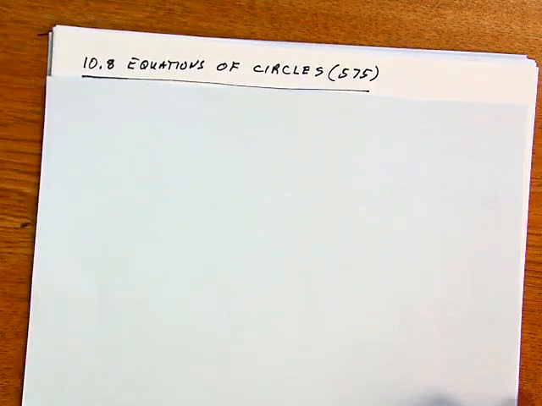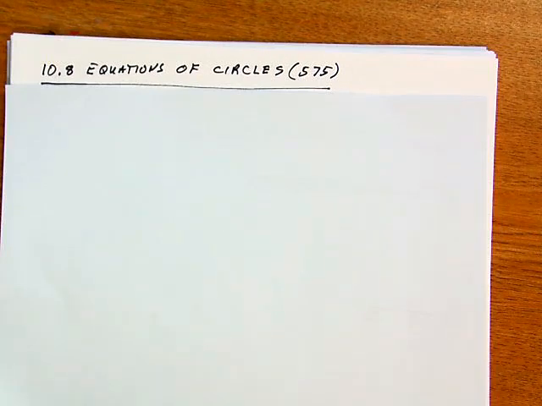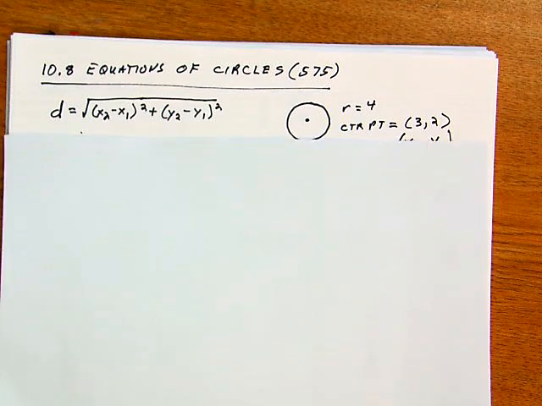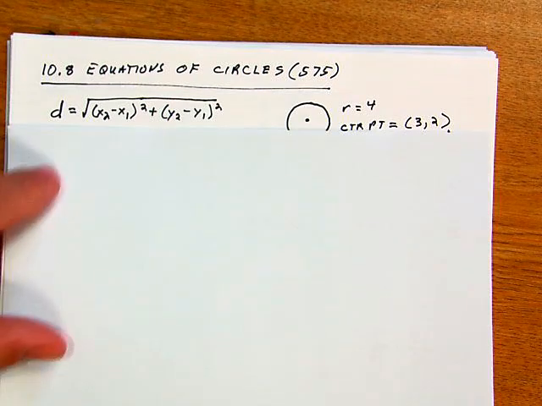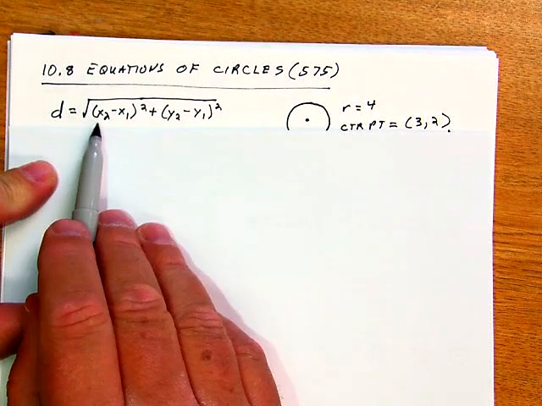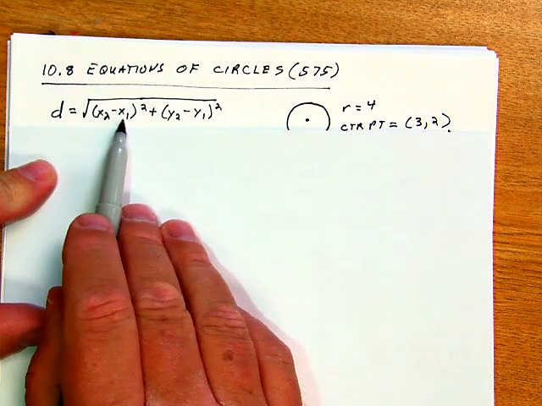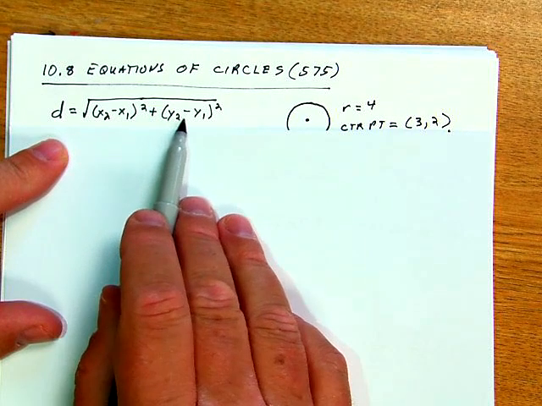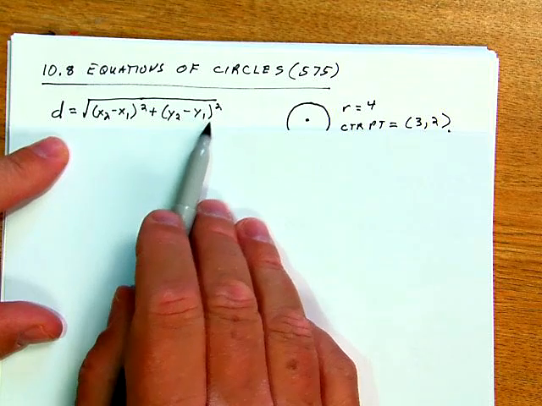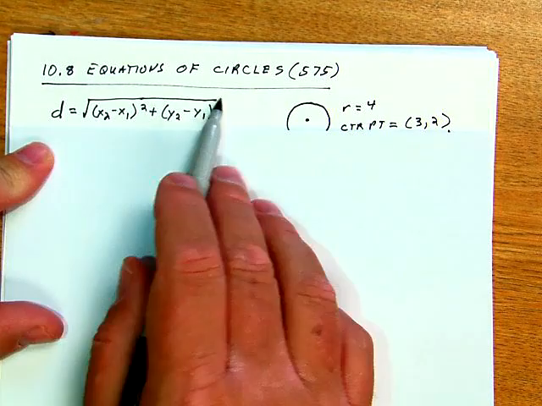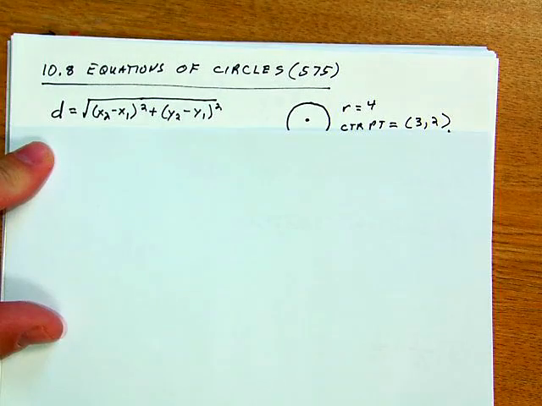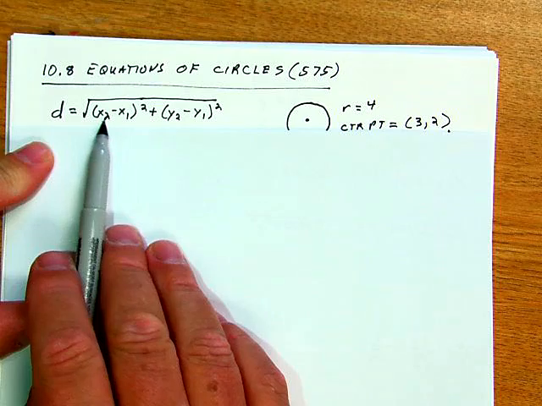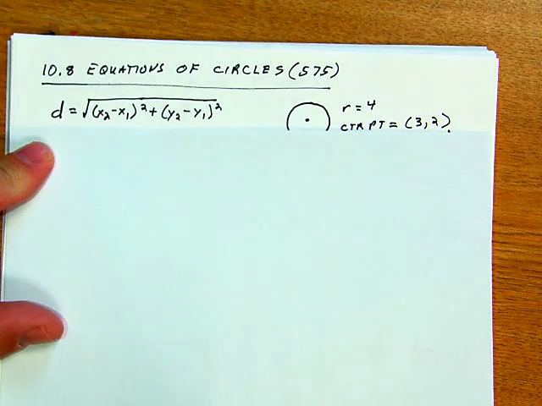Okay, let's do lesson 10.8, equations of circles, page 575 in your book. Let's start it off by looking at the distance formula. If you remember the distance formula, x of my second point minus x of my first point, that quantity squared, plus y of the second point minus y of the first point, that quantity squared. The whole thing, take the square root of, and that tells me the distance between point 1 and point 2.